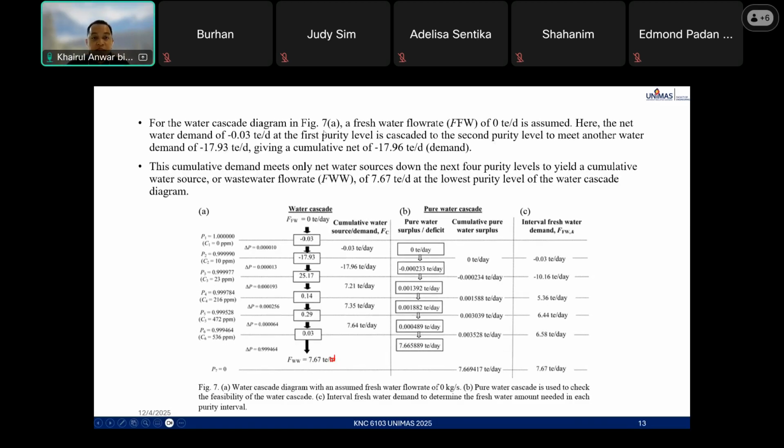For the water cascade diagram in 7A, the fresh water flow rate FFW of 0 is assumed, where the net water demand of 0.03 at the first purity level is extended, which is the term cascading, like a ladder down. This is based on Table 6, giving a relative of negative 17.36. This cumulative demand or net water source goes down to the next purity level to yield a positive wastewater flow rate. Okay, this FW is a wastewater flow rate of 7.67 ton per hour.